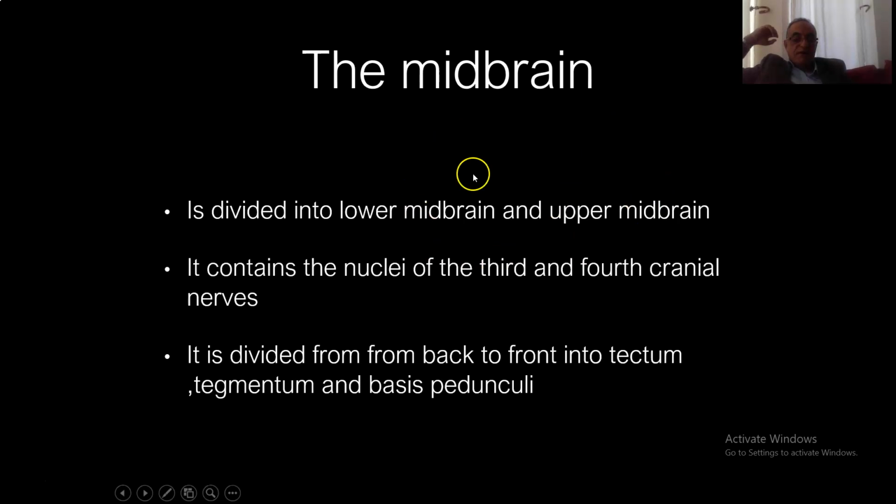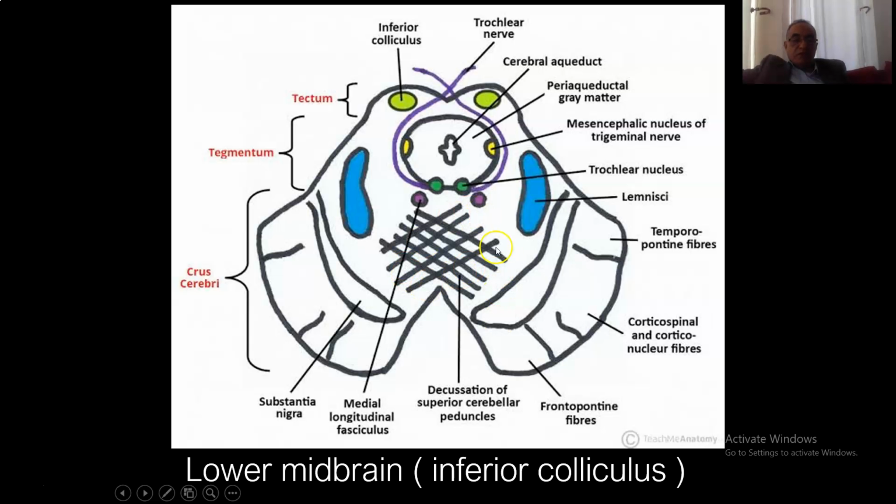The midbrain is divided into lower midbrain and upper midbrain, contains the nuclei of the third and fourth cranial nerves. It is divided from back to front into tectum, tegmentum, basis pedunculi. This is the caudal part of the midbrain at the level of the inferior colliculus, and anteriorly we have grossly the cerebral peduncle. So this is the cerebral peduncle, which is containing the pyramidal fibers, pyramid.